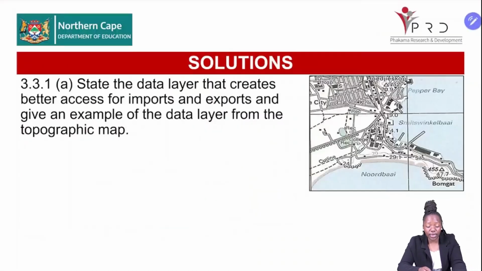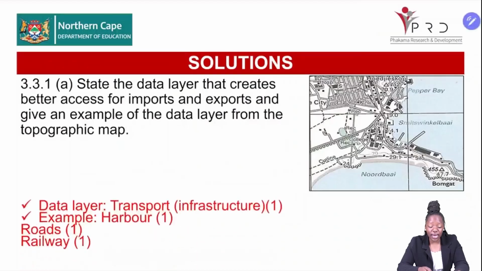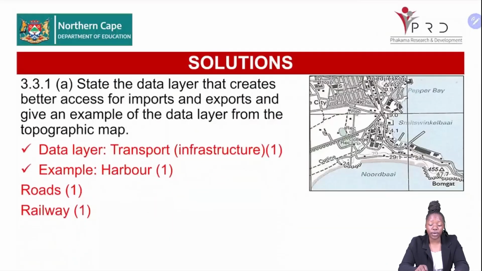Right? Looking at our solutions at A, to state the data layer that creates the better access for import and export, and to give an example. In the data layer, we are talking about the transport, which is the infrastructure. As we can see, there are roads and also there are railways. So the infrastructure side is covered. Then we are giving an example also. There is an ocean in that Saldanha Bay.